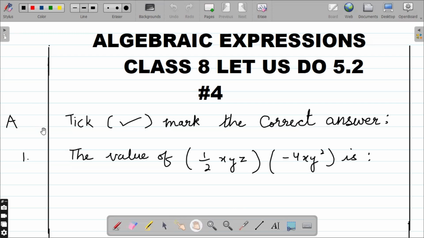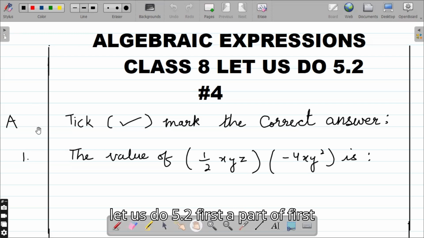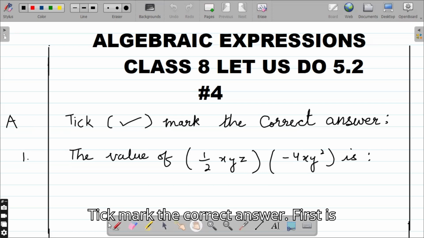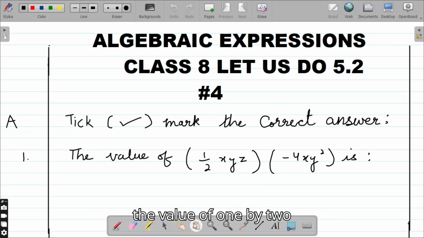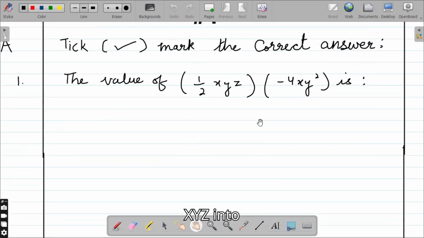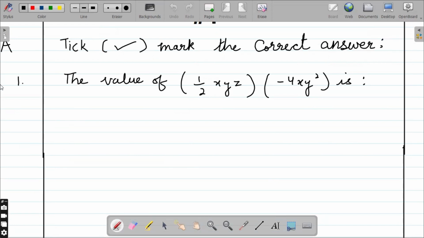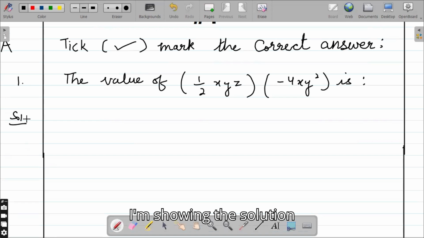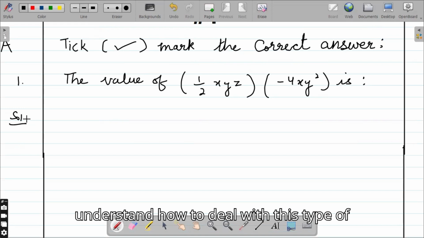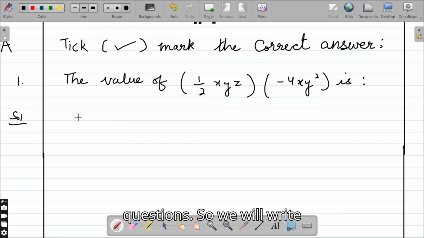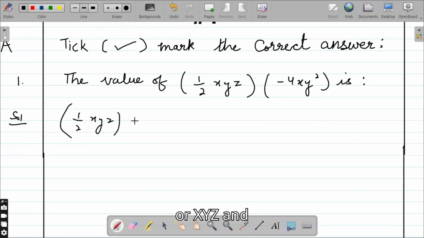So let us do 5.2 first. A part of first question. Tick mark the correct answer. First is the value of 1 by 2 xyz into minus 4xy square is what? How to do it? I'm showing the solution also so that you will be able to understand how to deal with this type of questions. So we will write first 1 by 2 xyz and minus 4xy square.